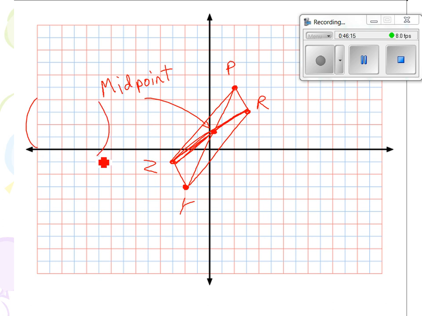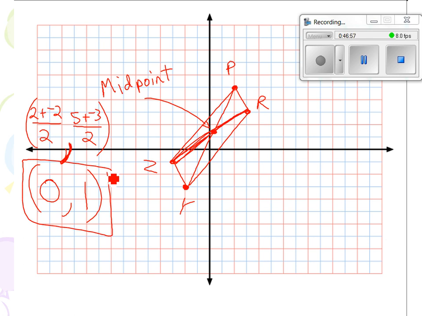Are we going to use P and Y? Yeah. Tell me the x coordinates for P and Y. 2 and -2. 2 plus -2, that's divided by 2. Tell me the y coordinates for P and Y. 5 and -3. 5 plus -3 divided by 2. What's 2 plus -2? 0. 0 divided by 2 is 0. 5 plus -3 is 2. 2 divided by 2 is 1. So 0, 1.